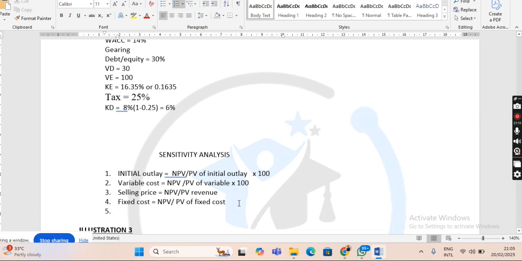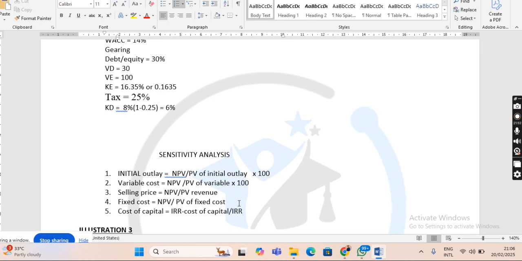Now, the next thing is sensitivity analysis of cost of capital. The formula is: you need to determine your internal rate of return minus the cost of capital given to you, divided by the internal rate of return. That is the sensitivity analysis for cost of capital.